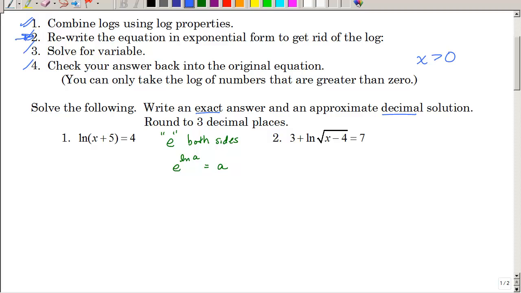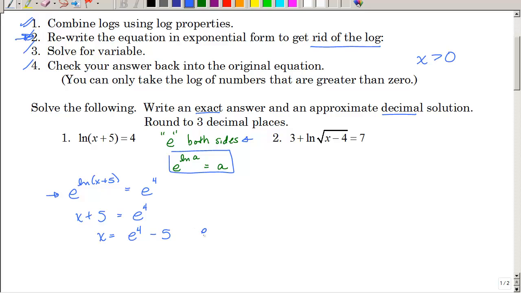So we're going to rewrite this equation as e raised to the natural log of x plus 5 equals e to the 4th power. That's what I mean, we're going to e both sides. What happens on the left, because of this inverse property, is that this is just x plus 5 equals e to the 4th. So I got rid of the logarithm by doing that. Now I just need to solve for x. So x is e to the 4th minus 5. So this is my exact answer.